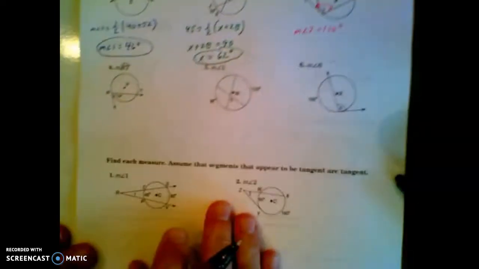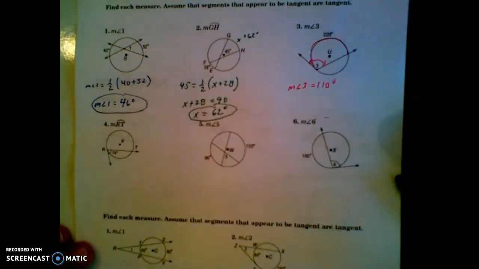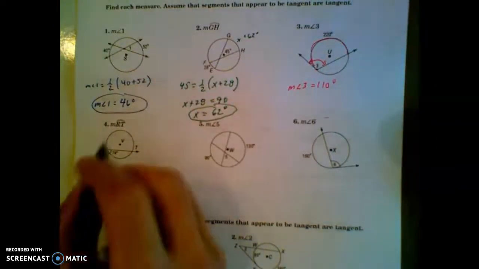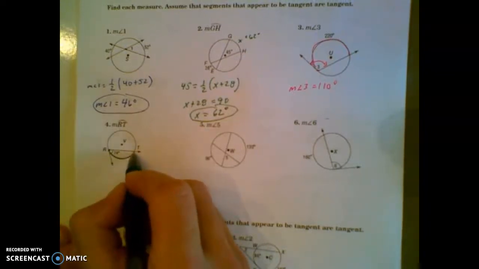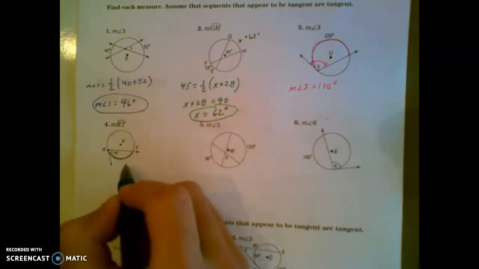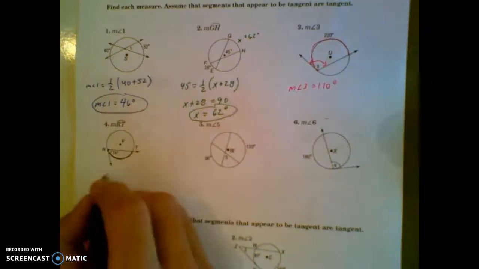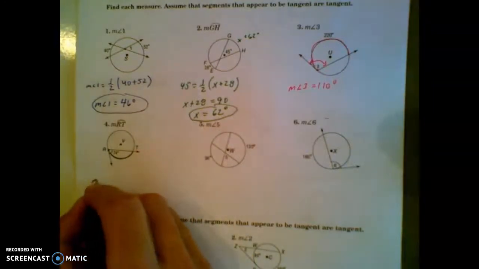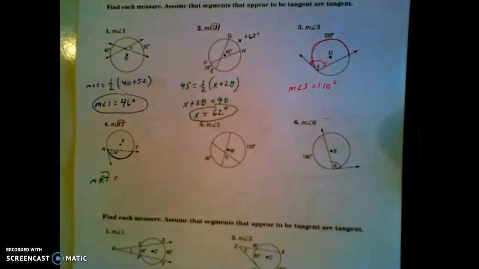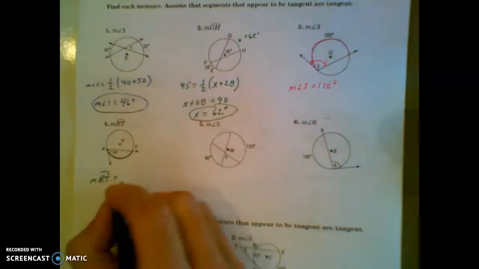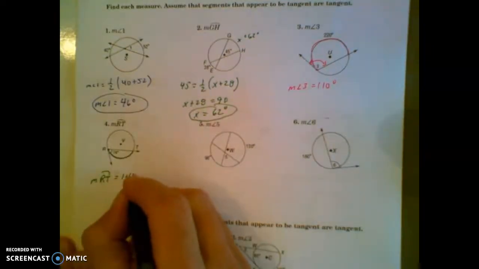Down here, another example of where the intersection's on the circle. They want to figure out how big the arc is. Well, since I know the angle measure, all I've got to do is double it to find the arc. So I would do the measure of RT is 74 times 2, which is 148. So that arc would be a 148-degree arc.